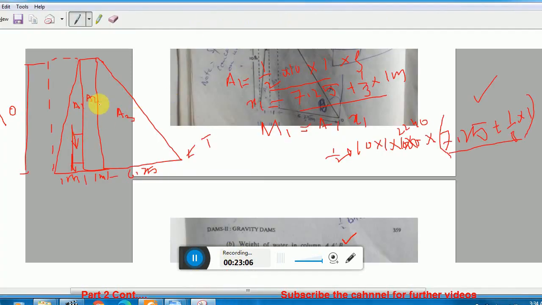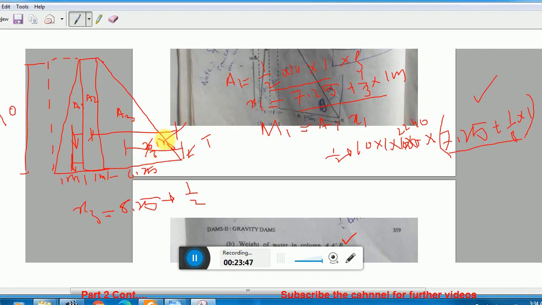A2 will be the same: 1 times height times density 2240, and then you need to find out its moment arm. That moment arm is how much? 6.25 plus this 1 divided by 2. So x2 in this case is basically 6.25 plus 1 divided by 2. Okay, and then for A3, it is 1/2 times 6.25 times 10 times density, that is 2240, times x3. Now in this case x3 will be this one, and that is 2/3 of 6.25.